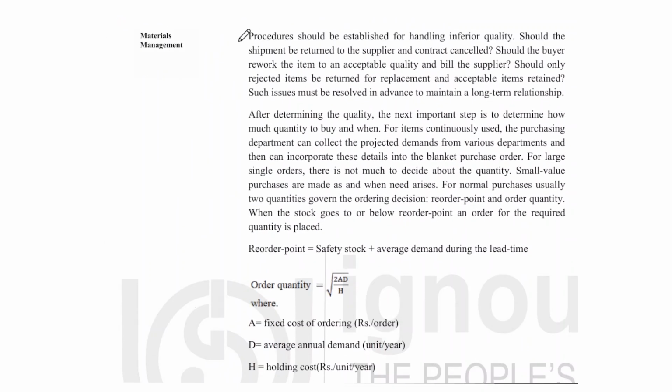Next, a procedure should be established for handling inferior quality. Should the shipment be returned to the supplier and the contract cancelled? Should the buyer rework the item to an acceptable quality and bill the supplier? Should only the rejected items be returned for replacement and acceptable items retained? Such issues must be resolved in advance to maintain a long-term relationship.